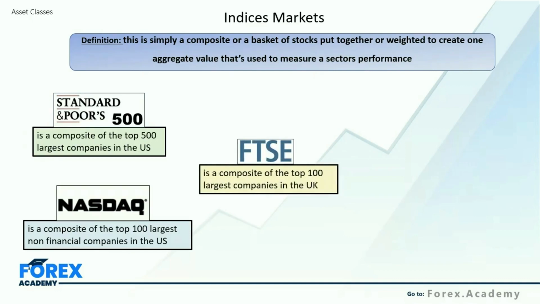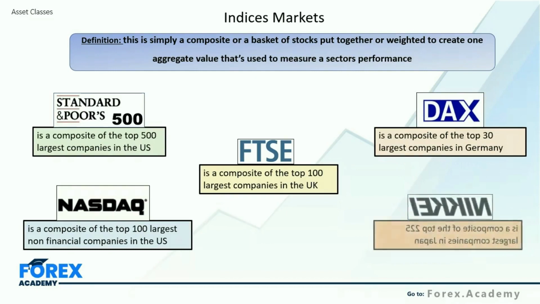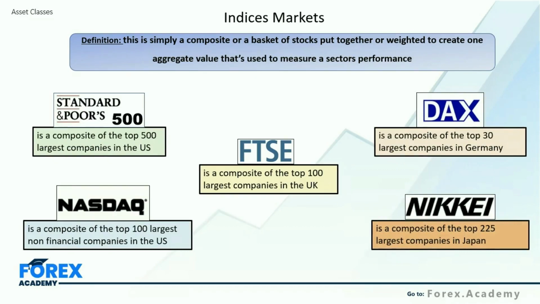You also have the FTSE, which is a composite of the top 100 largest companies in the UK. And to finish, you'll have the DAX, which in this case is a composite of the top 30 largest companies in Germany. And finally, looking over towards Asia, we have the Nikkei, and this is a composite of the top 225 largest companies in Japan. So as you can see, there's a variety of different global indice markets. They all have slightly unique characteristics and react to different things at different times. So they've all got a unique personality, and that's worth taking on board as well if you decide to trade your global indice markets.